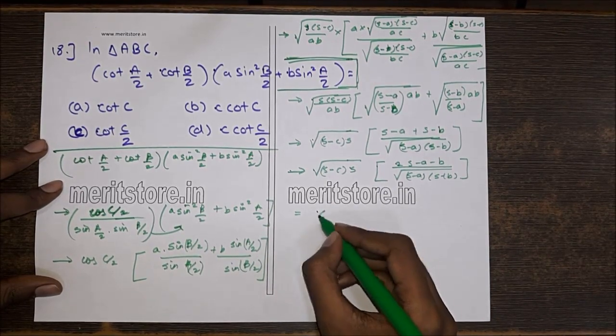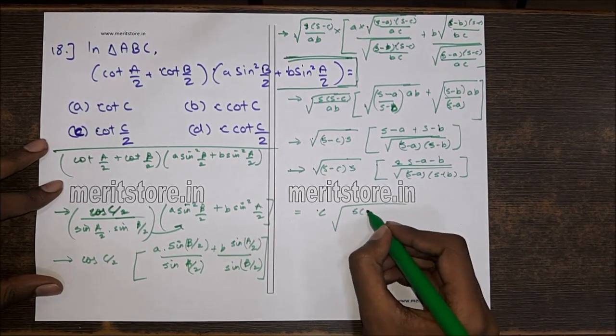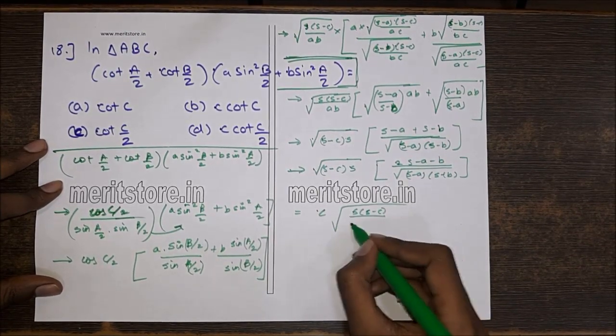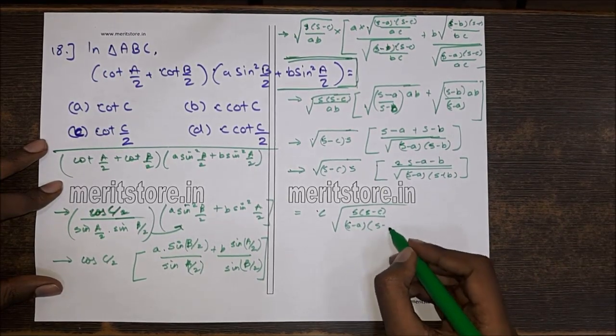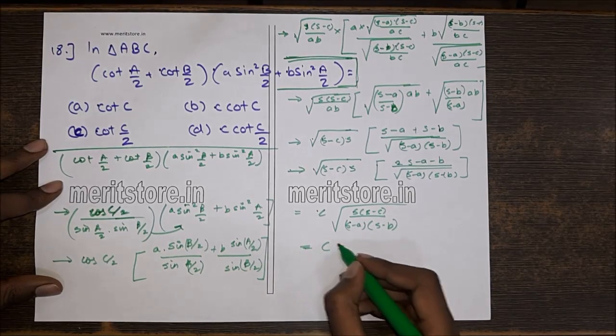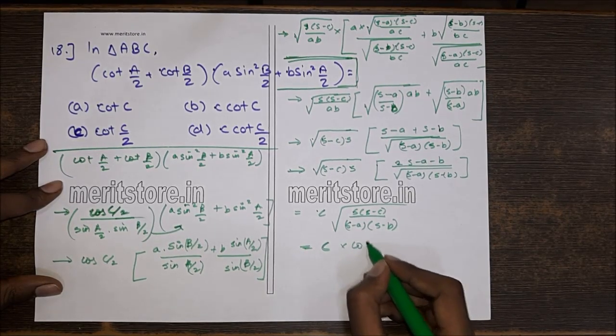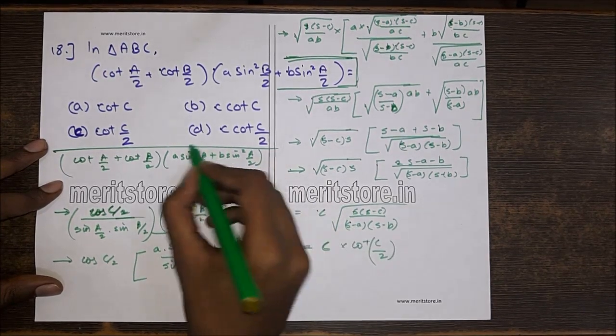This is c into root of s into (s minus c) upon (s minus a) into (s minus b), which is the formula for cot C by 2. So this is c into cot C by 2, which is option D.